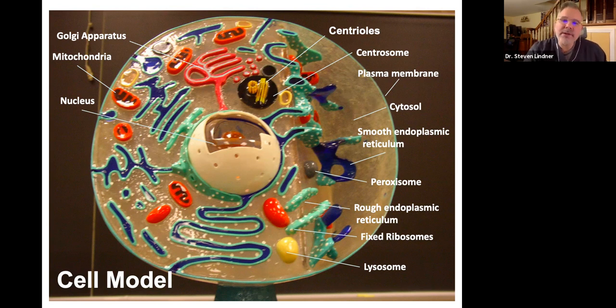Now, when we look at everything from the cell membrane inward towards the nucleus, this is all referred to as the cytoplasm. So the cytoplasm includes the cytosol and all of these organelles that you see that we're going to cover in a few minutes. Okay, so we have the cell membrane, which is a phospholipid bilayer.